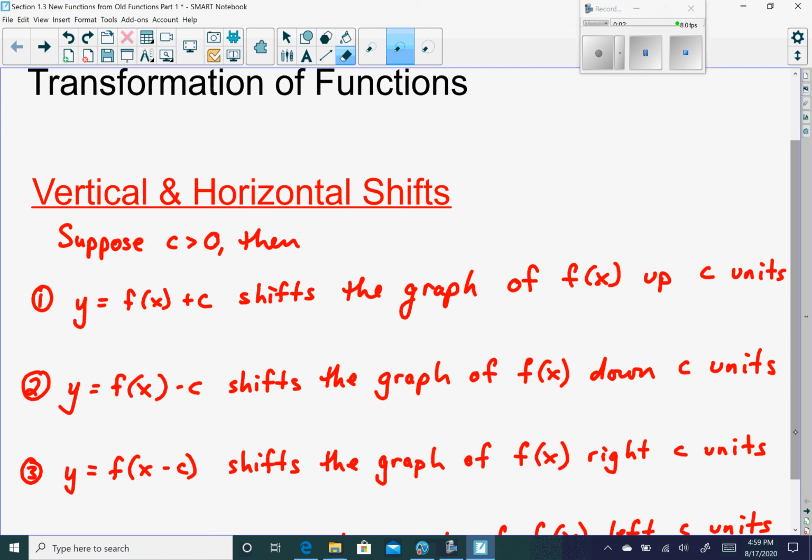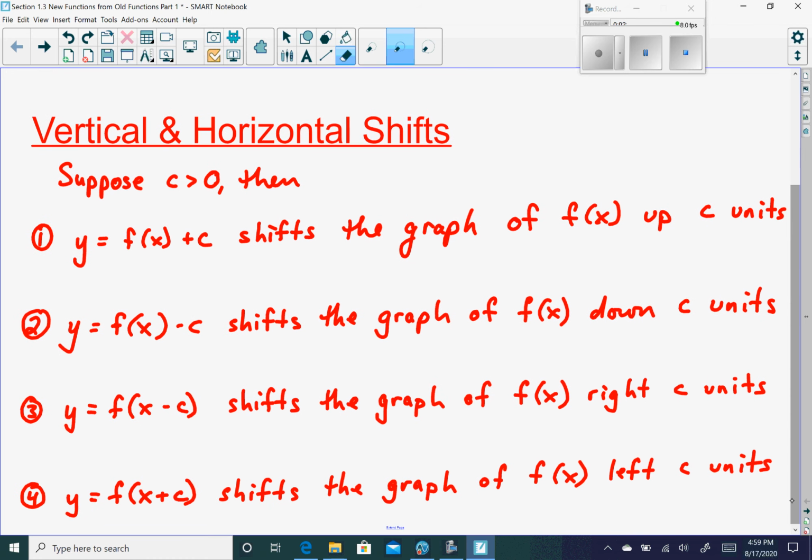All right, next, if we look at the third fact, if we see y is equal to f, and in parentheses we see an x minus c, this is now a horizontal shift, and it actually shifts it in the opposite direction. So in this case, when we see a minus c, it's going to shift it c units to the right. And then when we see x plus c in parentheses, this will shift the graph of f of x to the left c units.